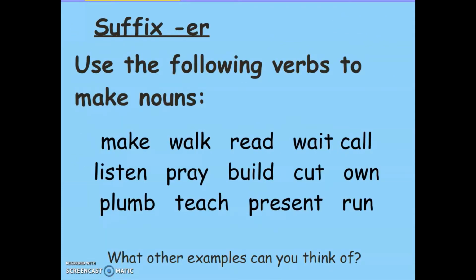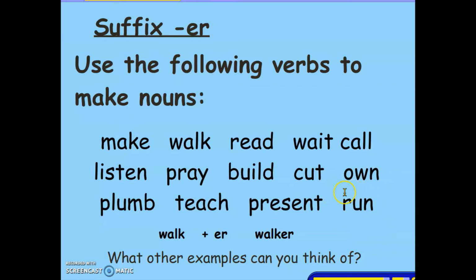Today we're going to look at adding the suffix onto some verbs to turn them into nouns. For example, walk is a verb, it's an action that you would do. If you added onto the end of it, walker is a noun. It's a type of person, a person who does something, a person who goes for a walk. Some of these you need to make sure you're using the special rule. For example, make ends in a silent E, so you would need to lose the E before adding the suffix.